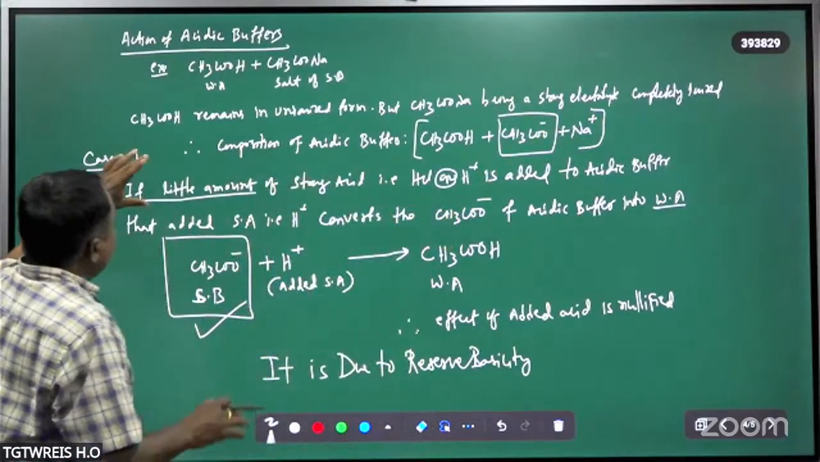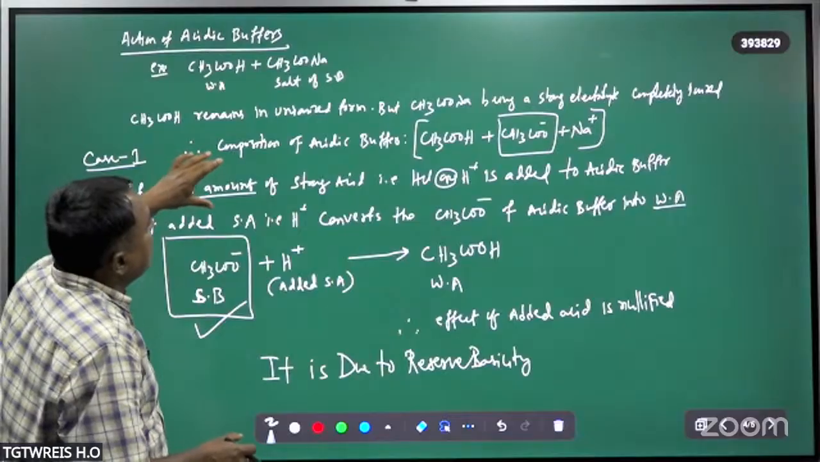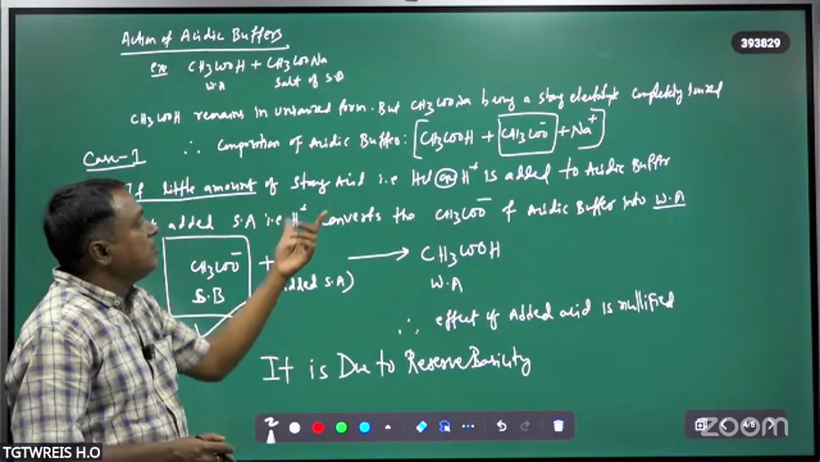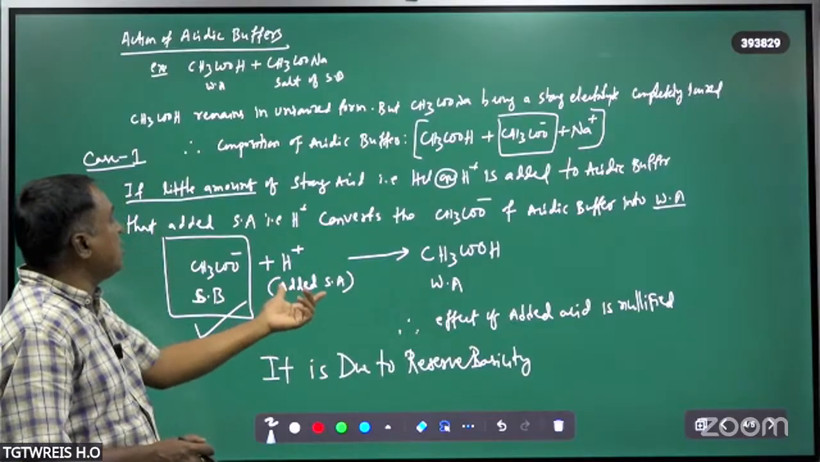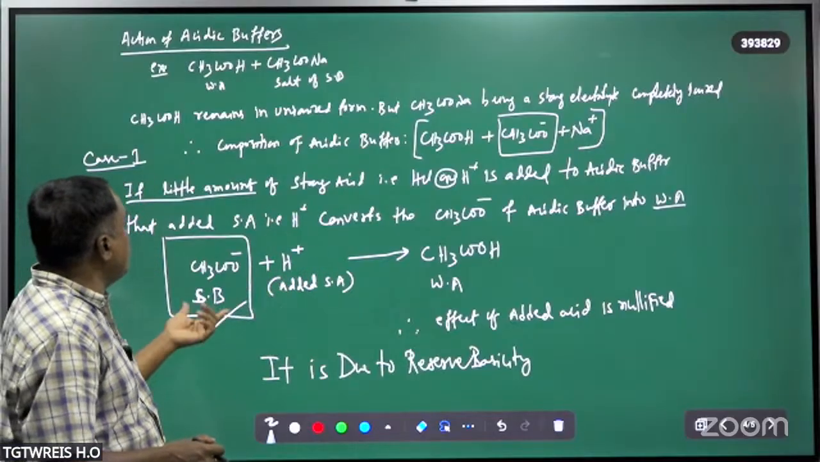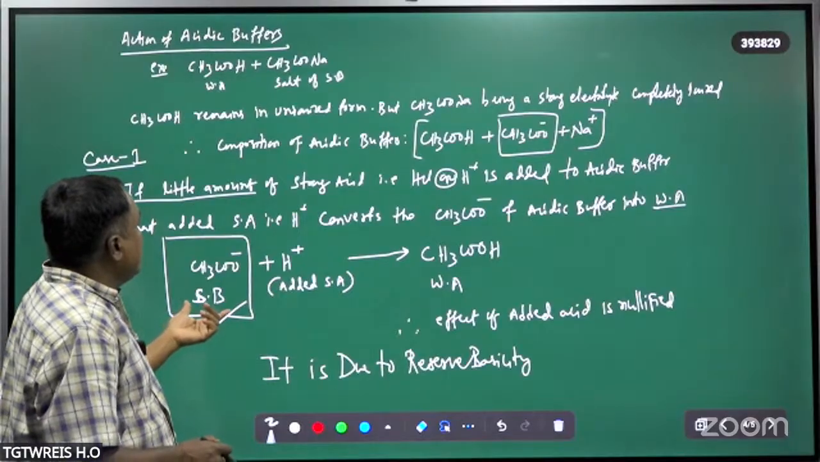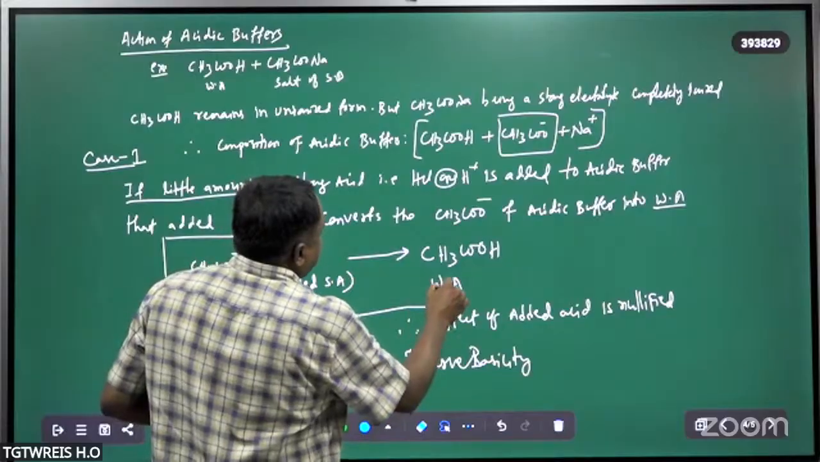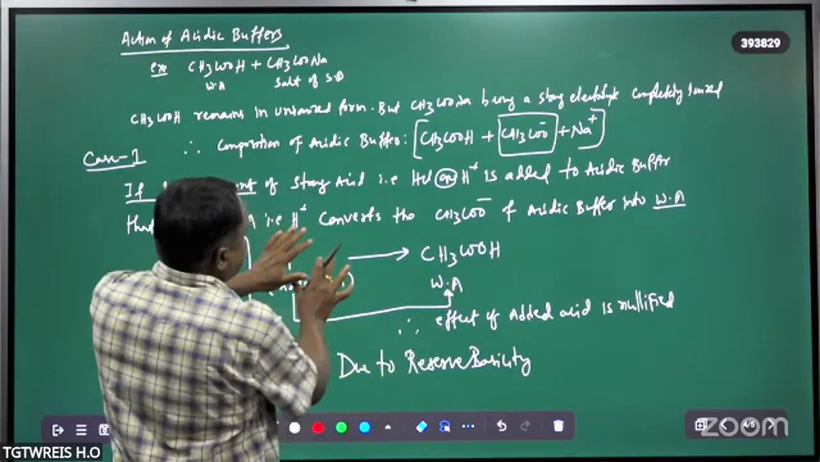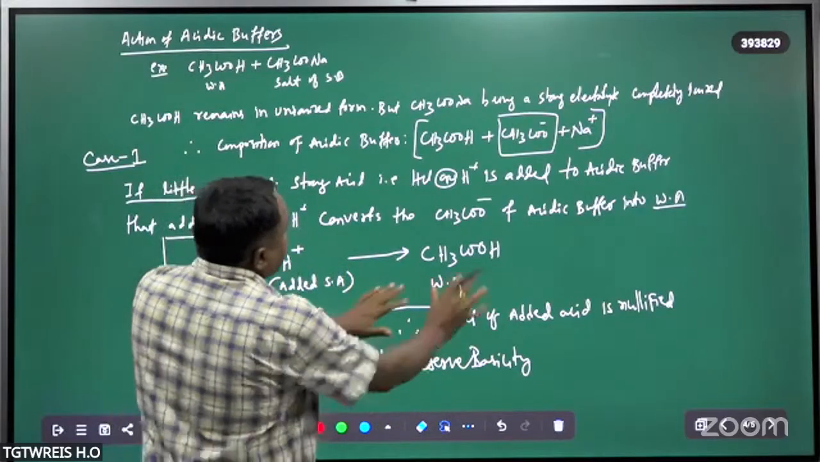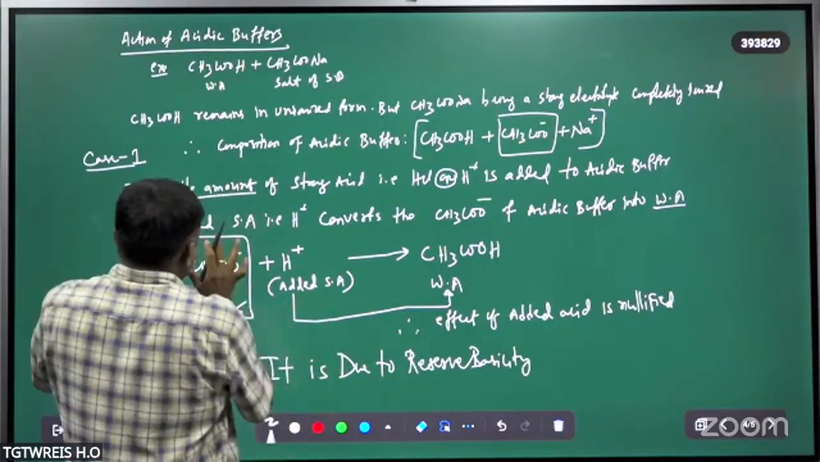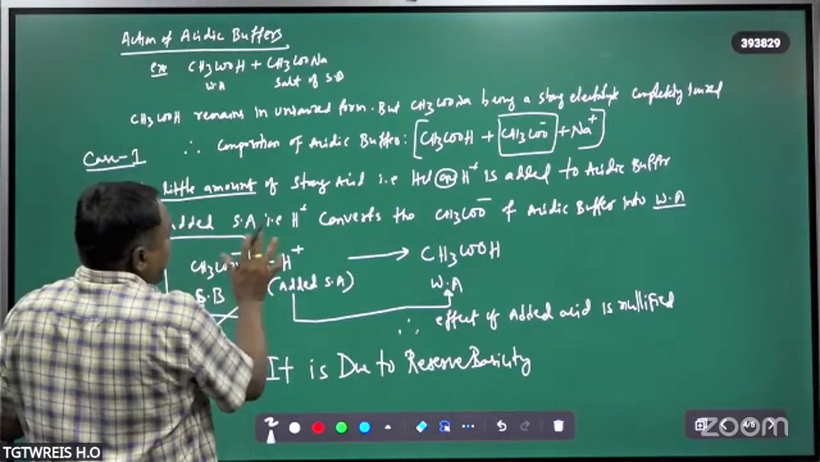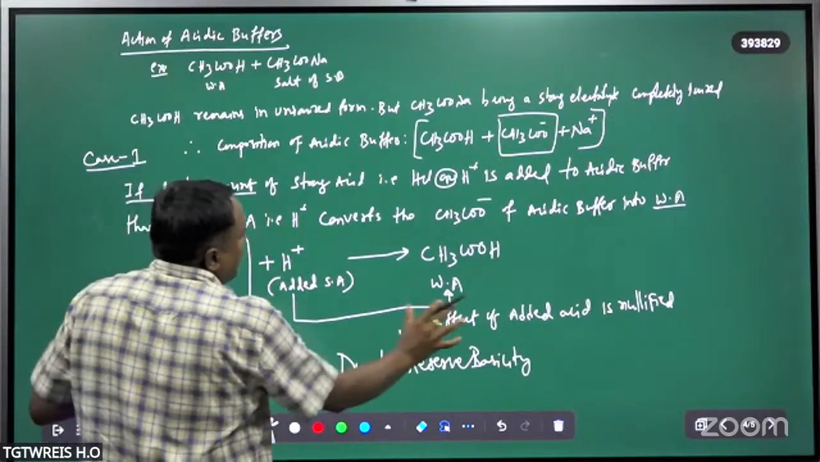So in case 1, suppose we are adding a strong acid to this buffer solution. The added strong acid is converted into a weak acid. This is due to the reserve basicity. This reserve basicity converts this H plus into weak acid.